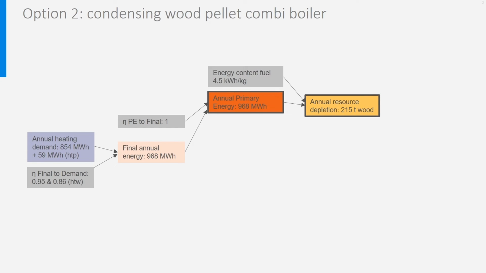Let's now consider the energy content of wood pellets. According to an earlier lecture, it should be 16.2 megajoule per kilogram, which is the same as 4.5 kilowatt-hour per kilogram. The resource depletion is therefore 215 ton wood.